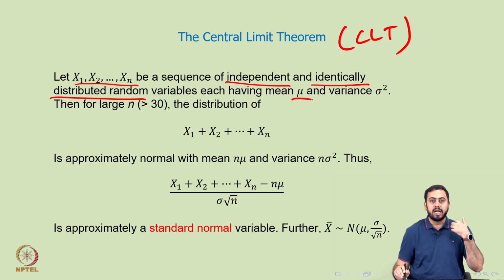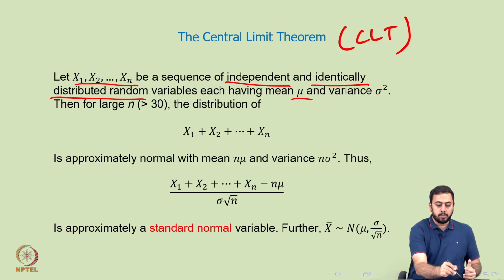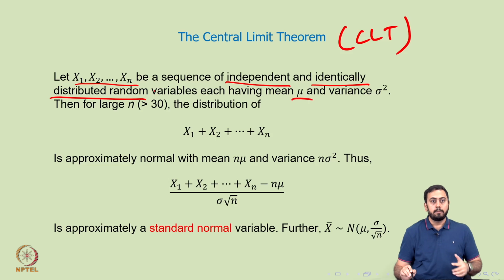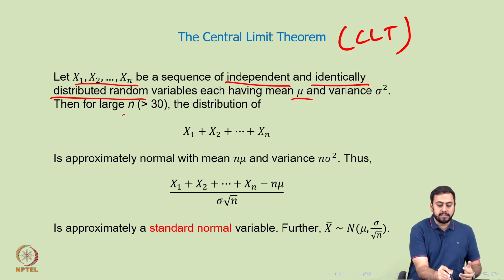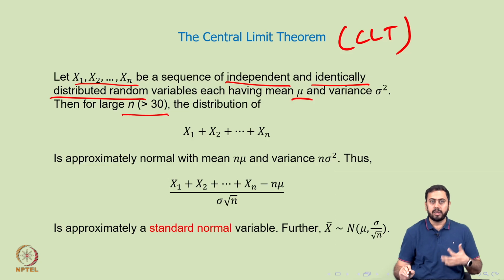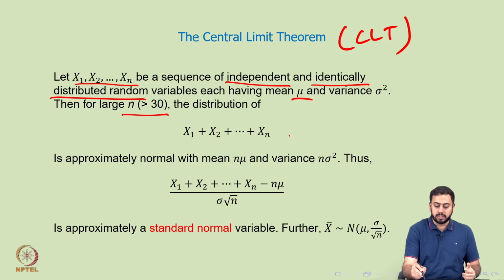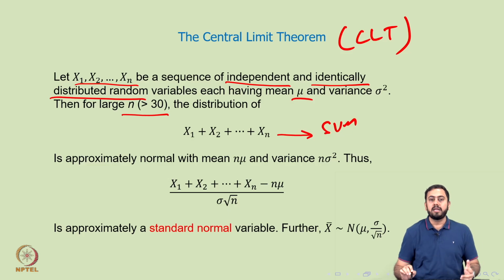Now, regardless of whichever distribution my original data follows, if you have a large n, what do we mean by large n? Large n means n should exceed 30. This is a convention, more like a rule of thumb. So if n is large, then the distribution of the sum of all these random variables is approximately normal with mean n mu and variance n sigma square.